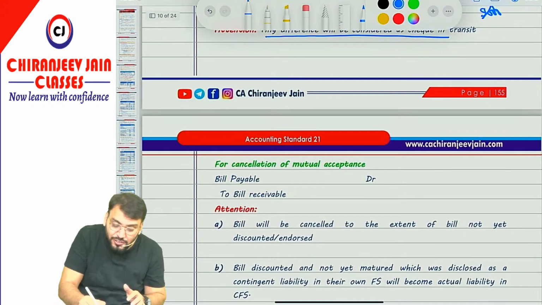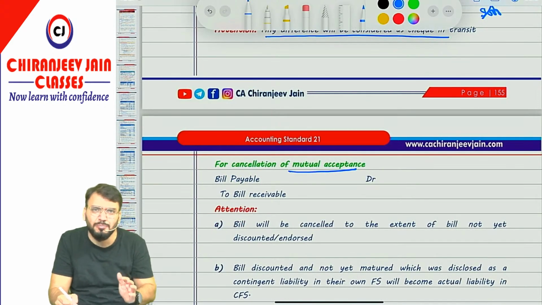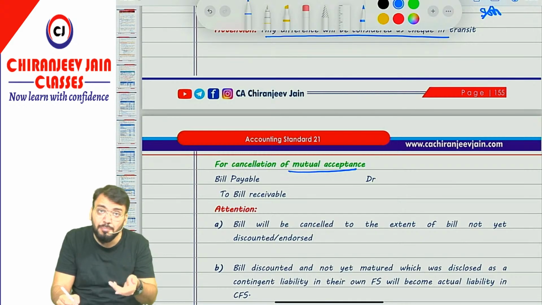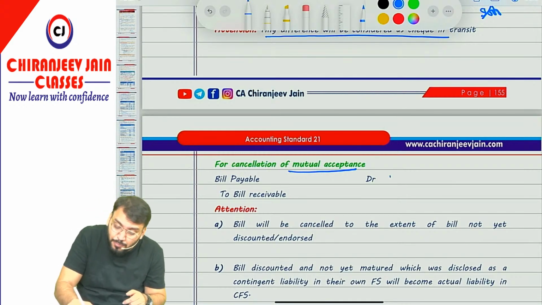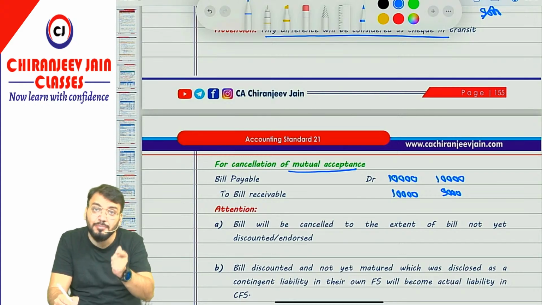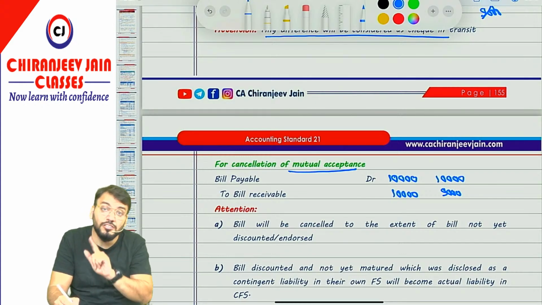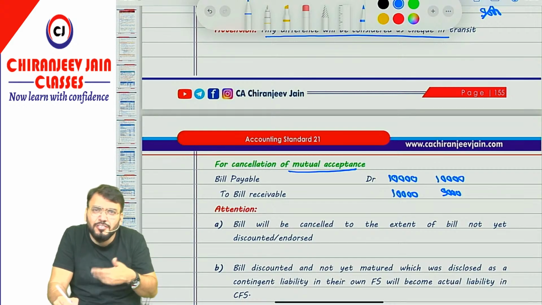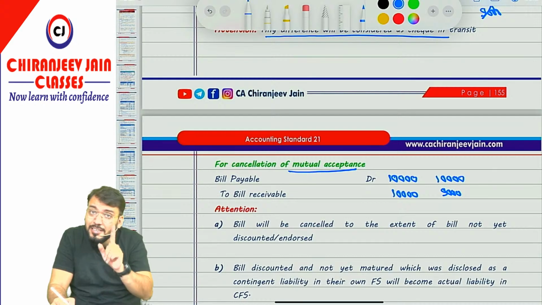Second is what? Cancellation of mutual acceptance. Mutual acceptance means bills payable, bills receivable. So bills payable account debit to bills receivable. If both are the same, meaning whatever is drawn by one company is accepted by another company, then okay, cancel. But sometimes bills payable is 10,000 and this is 9,000. It means bills receivable of 1,000 has been discounted by the drawer. Whatever is discounted by the drawer is actually payable to the bank, therefore it cannot be cancelled. So whatever bill is already discounted cannot be cancelled.